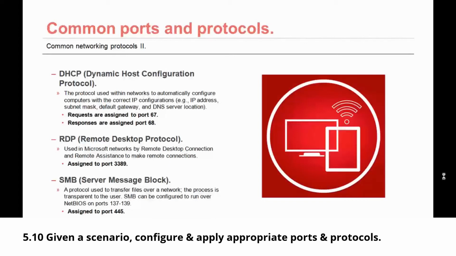Last up, we have SMB, or Server Message Block. It's a protocol used to transfer files over a network. The process is transparent to the user. The user never sees SMB. SMB can be configured to run over NetBIOS on ports 137 through port 139. But by default, SMB is assigned to port 445.